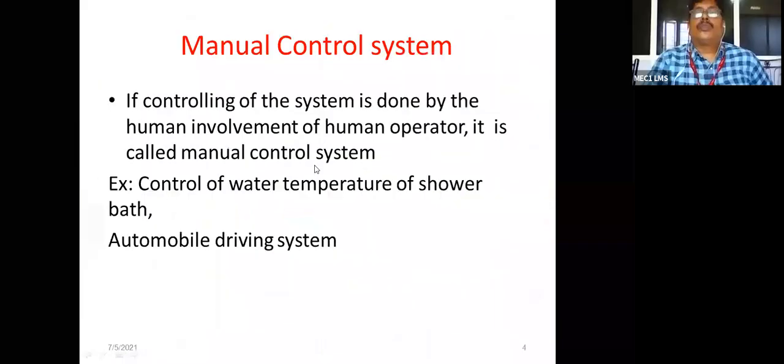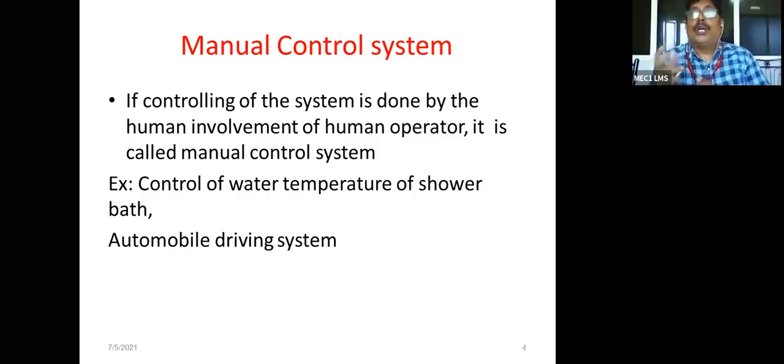Next, we will go for the manual control system. This is, of course, maybe a closed loop, but we have to control it manually. So what I said to you, fan with regulator is, of course, a closed system. So we have to control the fan manually.